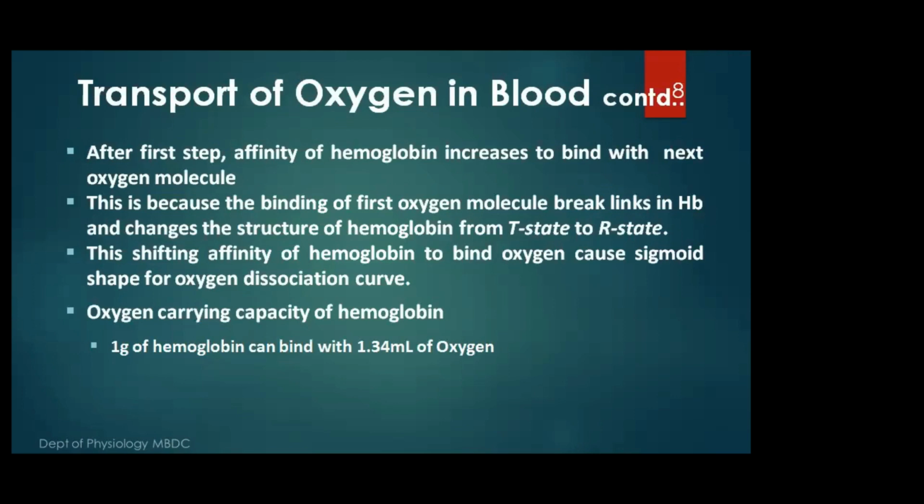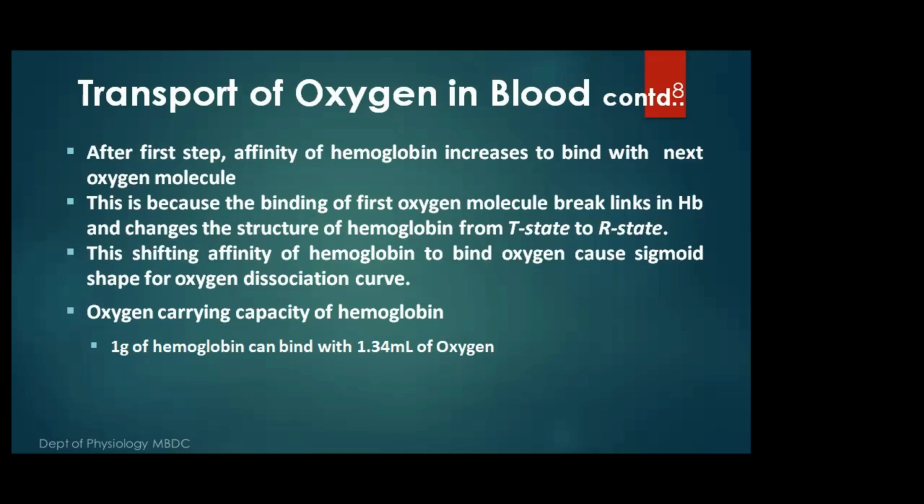After the first step, that means when the first oxygen molecule combines with the hemoglobin, the affinity of the hemoglobin to bind with the next oxygen molecule is increased. This is because the binding of the first oxygen molecule to the hemoglobin causes breakage of links in the hemoglobin and changes its configuration. So the configuration will change from the tensed state to the relaxed state. That means there is T-R interconversion. So there will be a shifting affinity of the hemoglobin to bind with oxygen.